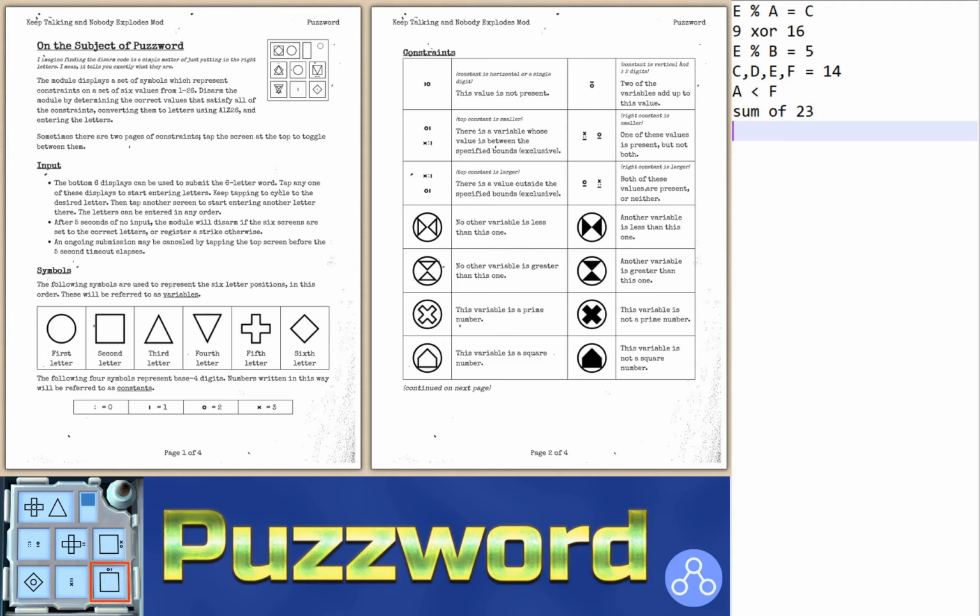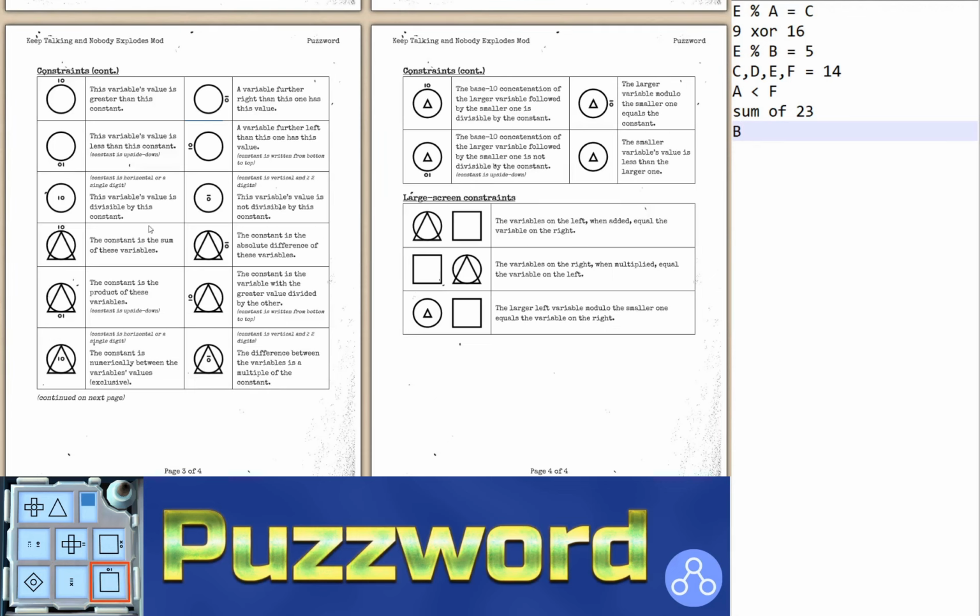Next, we have the square, which is of course bravo, with a number on top, which is this constraint. The variable's value is greater than this constant, so bravo is greater than, that is 2, 1, so 8 plus 1 is 9. Bravo is greater than 9.